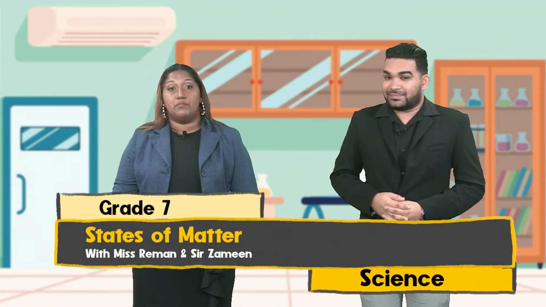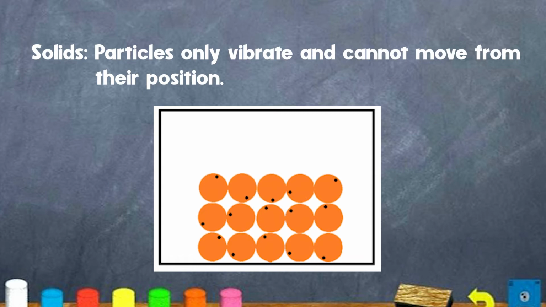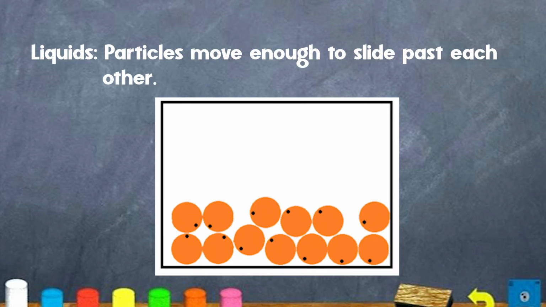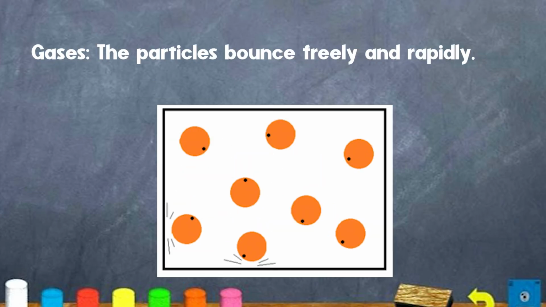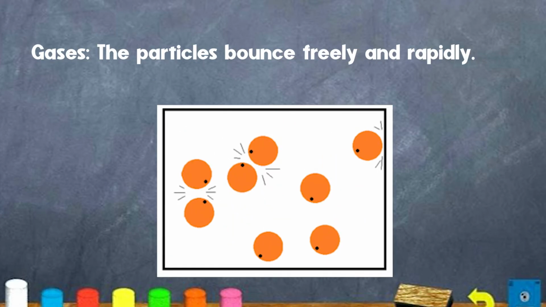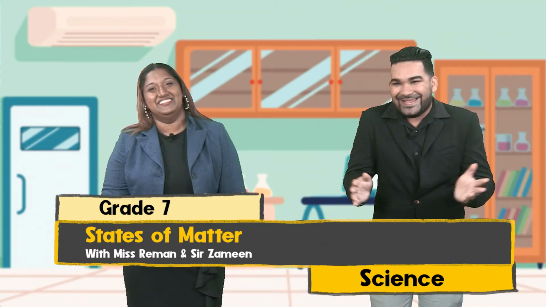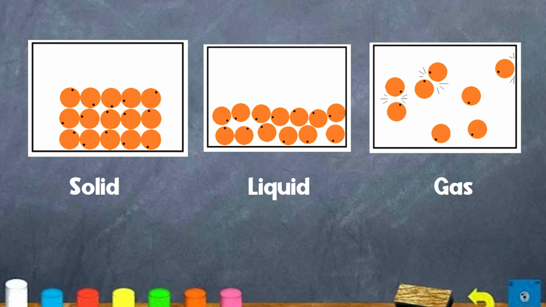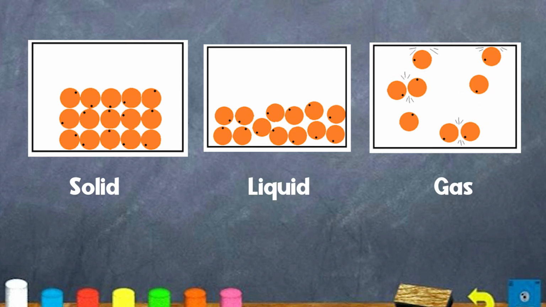Let us take a look at how the particles are packed in a solid, in a liquid, and in a gas. In a solid, boys and girls, the particles are closely packed. In a liquid, the particles move enough to slide past each other, so it's fairly packed. Whereas in a gas, the particles bounce freely and rapidly. They bounce into each other, which actually causes things to expand, right? Now, boys and girls, turn your attention to the diagram to see how the particles are packed in a solid, in a liquid, and in a gas.